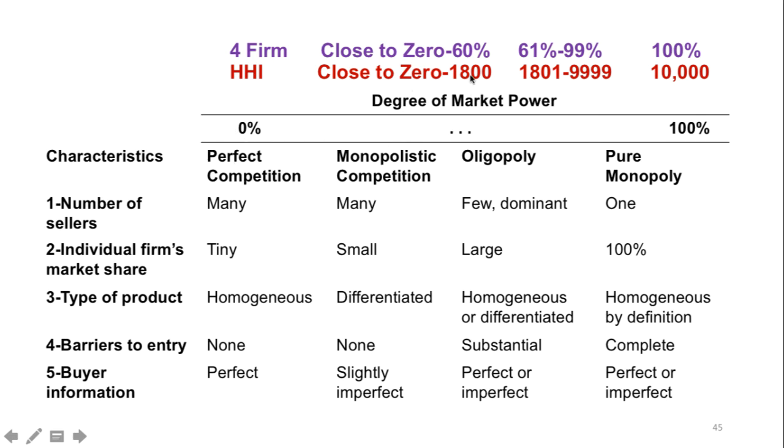If it's between 0 and 1800, it means that it's one of these two, monopolistic competition or oligopoly. And if it's between 0 and 1800, it is very close to the perfectly competitive firm. And if it is between 1800 and 9,999, it is a little bit concentrated, falling in this part. And if it's closer to 10,000, it is a concentrated market that falls in this area.